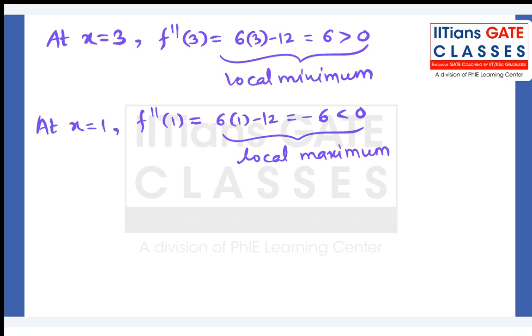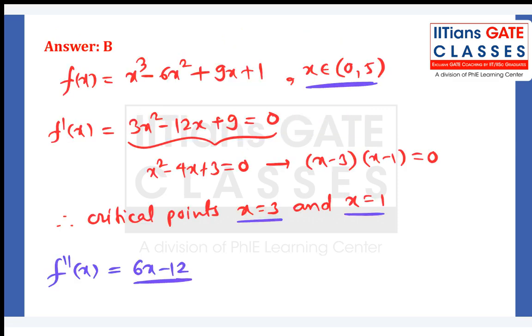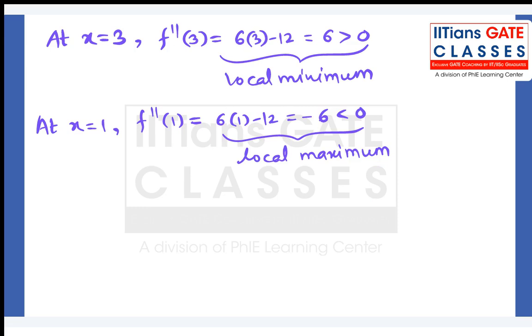But yeah, before concluding this, you should always check the values of the function at the endpoints of the range. Since 0 and 5 are not included, you can calculate the value just close to 0 but slightly inside. You have to put x equal to 0 in f of x. If you put that, you'll get 1 because all the x terms go away.